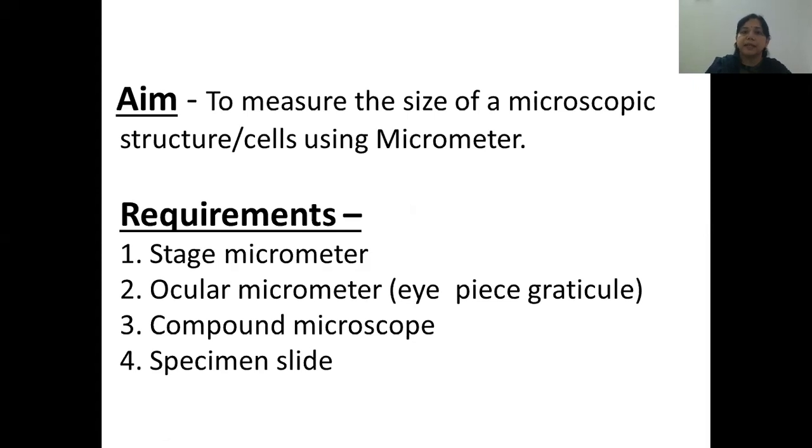So the aim of this practical is to measure the size of a microscopic structure or a cell using a micrometer. For this, we require two very specific scales. One is called a stage micrometer and the other is an ocular micrometer. Ocular micrometer is also called an eyepiece graticule because we insert it into the eyepiece and observe the specimen. Then we need a compound microscope and obviously a slide with a microorganism on it, which we are going to measure.